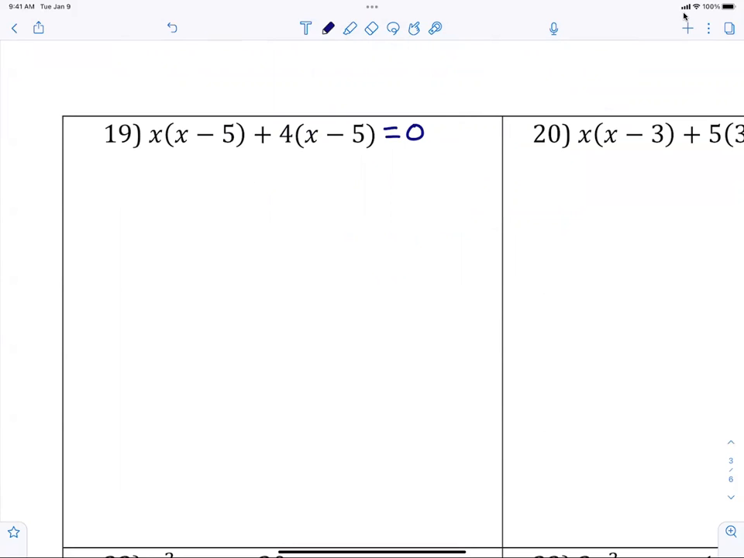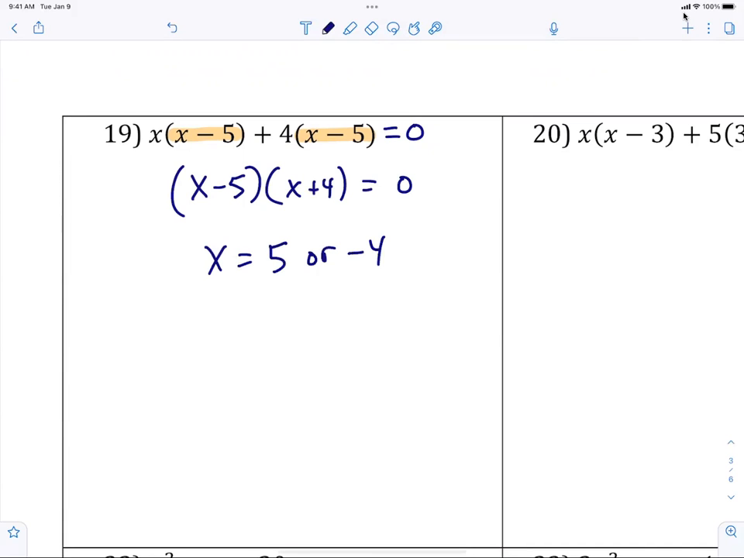No, that's my secretary's typo. All right, here we go. Now, again, here we go. This is factoring by grouping. All right, there is a common what? X minus 5. So then X plus 4 comes out. And so X is equal to 5 or -4.